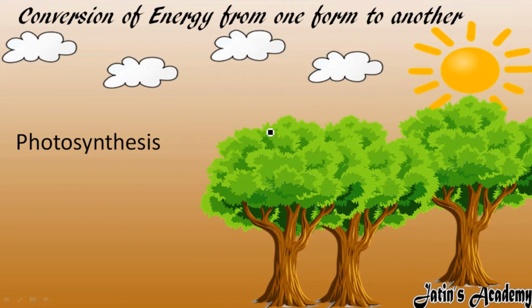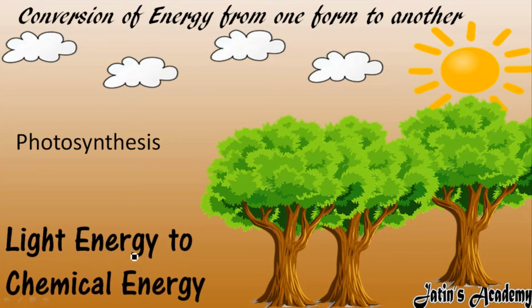Next we have the photosynthesis process. In photosynthesis, the sun gives energy to the plants and plants make their own food. In this case light energy is converted into glucose. Glucose is a chemical, so light energy is converted into chemical energy. These are all examples, very important.